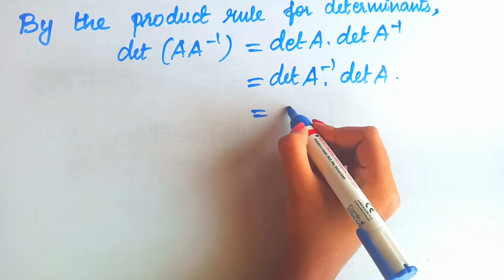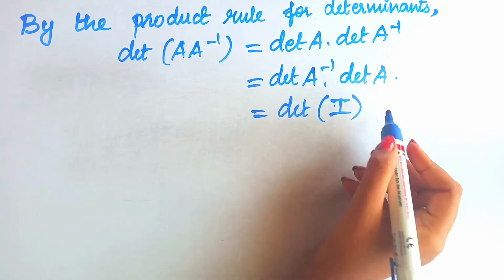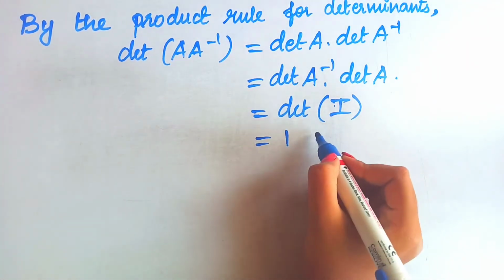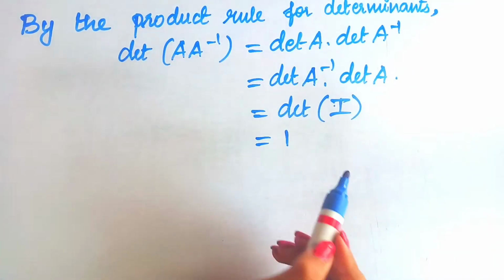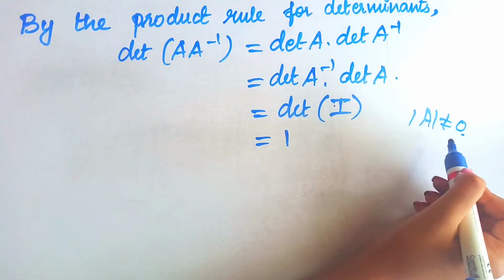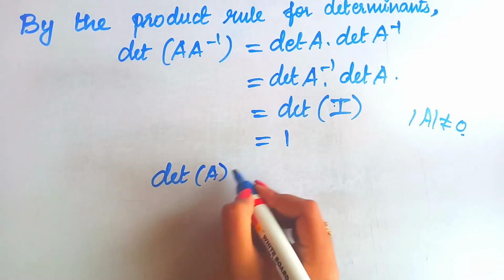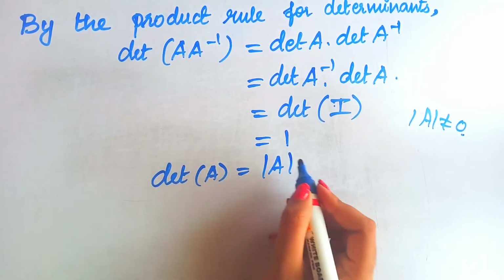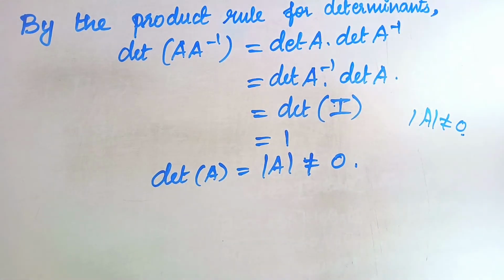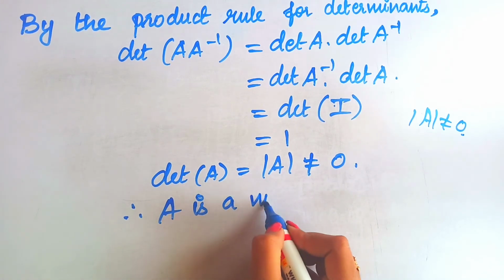So this is nothing but determinant of I, which is our identity element. So we know that determinant of the identity element is nothing but 1, right? So therefore determinant of A is not equal to 0, right? We have to prove that determinant of A is not equal to 0, which means A is non-singular, right? So therefore you can say that determinant of A, which we can also write in this symbol, is not equal to 0. So therefore you can say that A is non-singular.